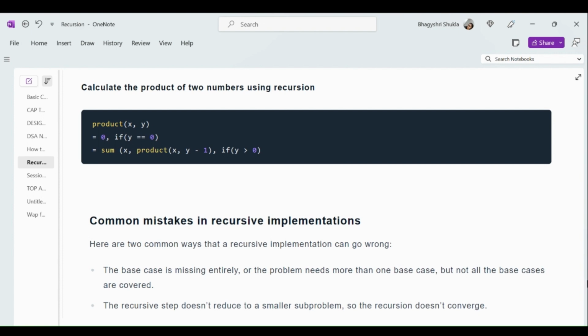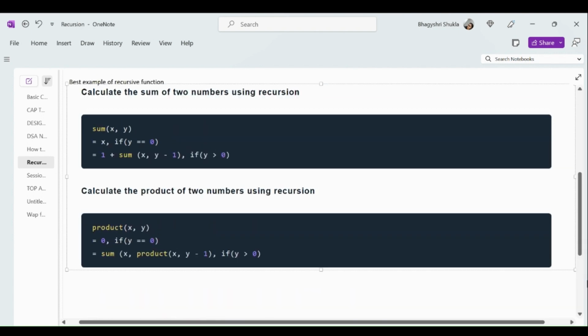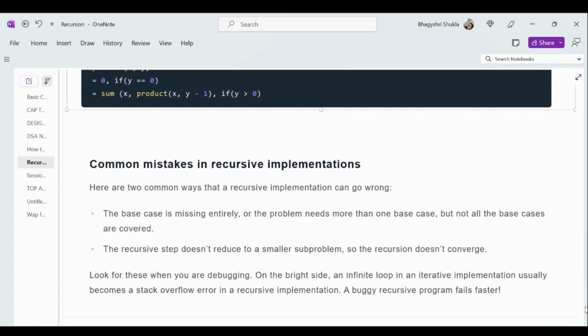So this is how we use recursion with different functions and algorithms. While implementing recursion, we have to check what mistakes we can make. There are two common ways a recursive implementation may go wrong. First, the base case is missing, or the problem needs more than one base case but not all of them are covered. Second, the recursive step doesn't reduce to a smaller subproblem, so the recursion doesn't cover it. If the problem is not breakable into smaller subproblems, there is no use of recursion for this type of scenario.